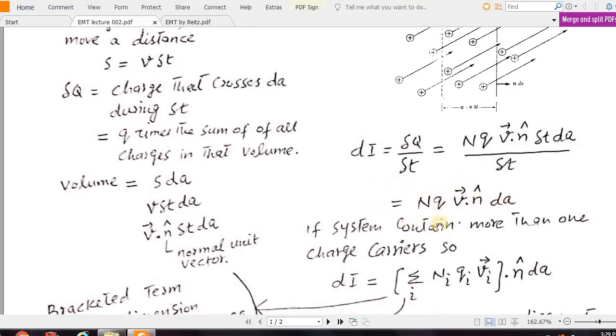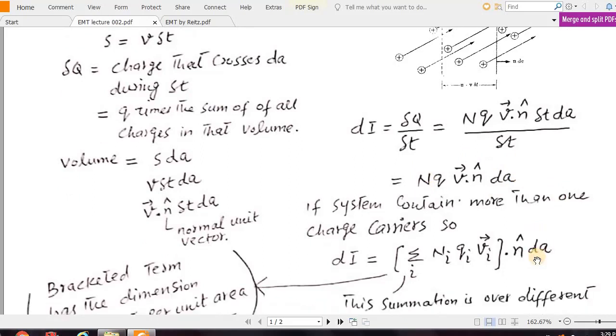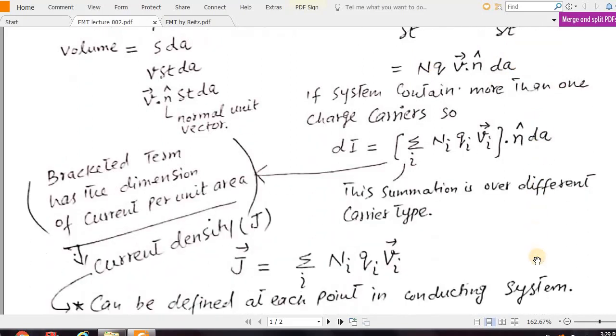Remember, this equation is for one type of charge carrier. If a system consists of multiple charge carriers, then this equation is written in this form: dI is equal to summation over i of n_i q_i v_i dot n, into dA. Here the summation is over the different carrier types.